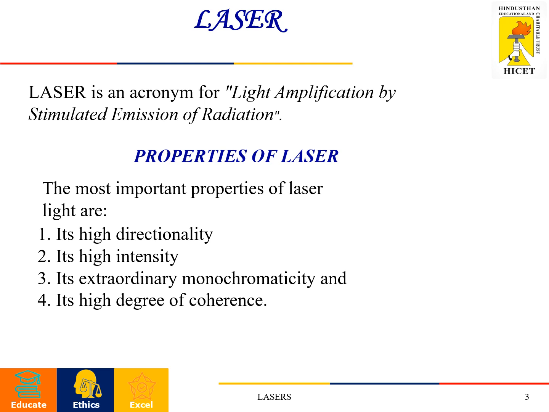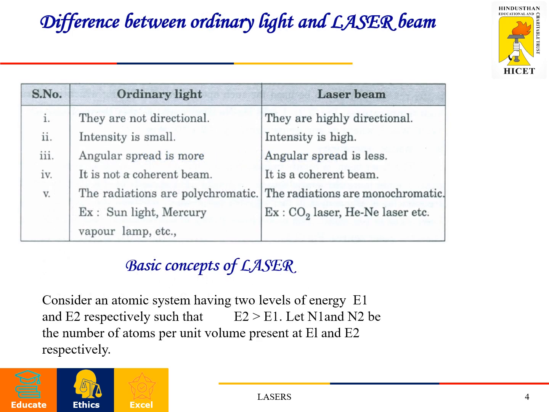The most important properties of a laser beam are its high directionality, high intensity, extraordinary monochromaticity, and its high degree of coherence. Let us see the difference between an ordinary light beam and a laser beam. Ordinary light is not directional, whereas laser beam is highly directional. In ordinary light the intensity is small, and in laser beam the intensity is high. In ordinary light the angular spread is more, but in laser beam the angular spread is less.